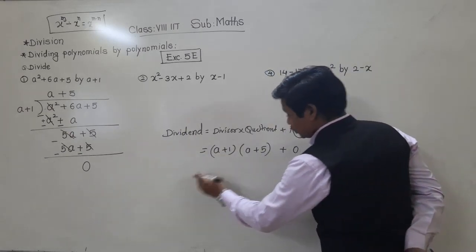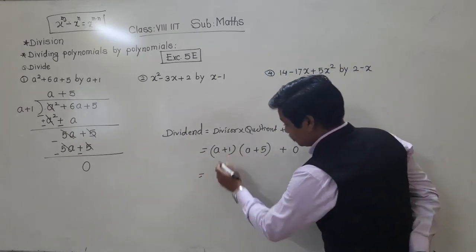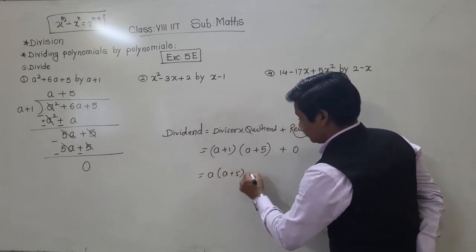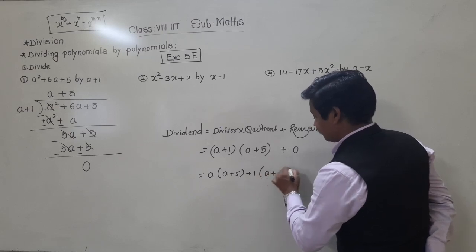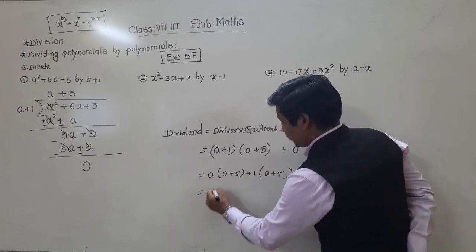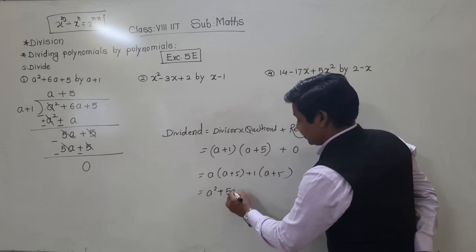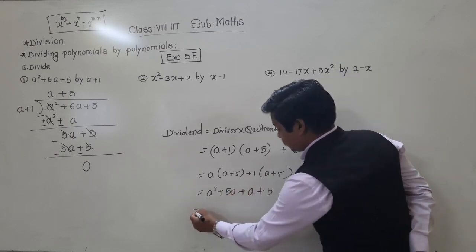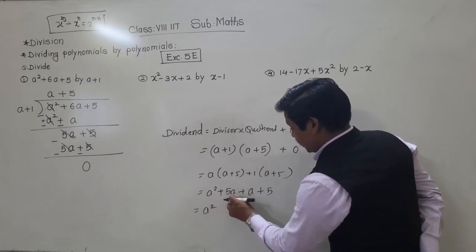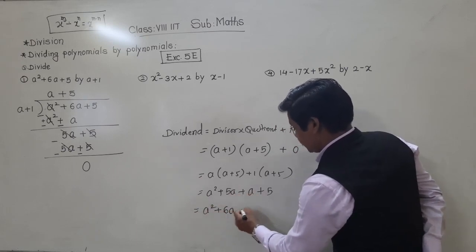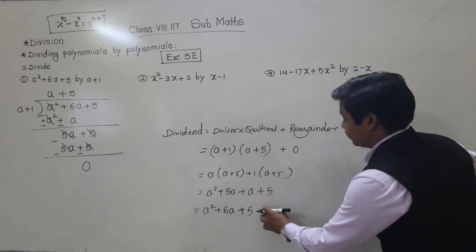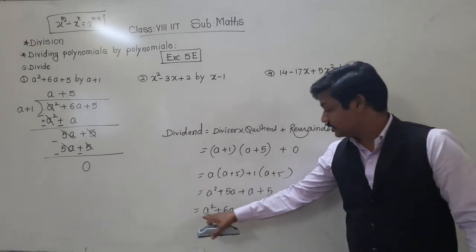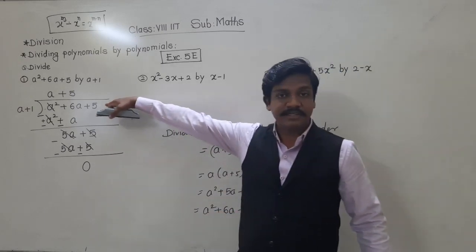Let us check. Here, binomial into binomial: (a + 5)(a + 1). That is a into a square plus 5a plus 1 into a plus 1 times 5 is 5, equal to a square plus 5a plus a is 6a, plus 5 plus 0 means nothing will be added, it will remain as it is. Okay, so a square plus 6a plus 5, is it our dividend?